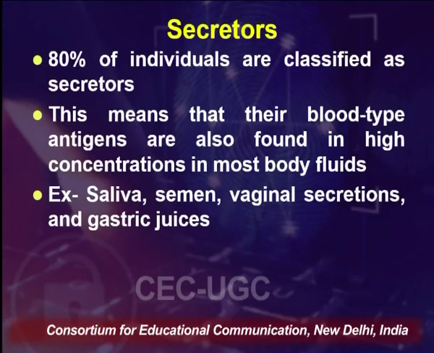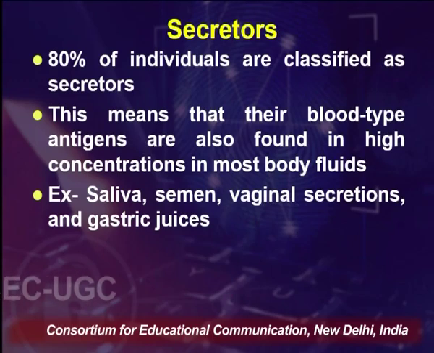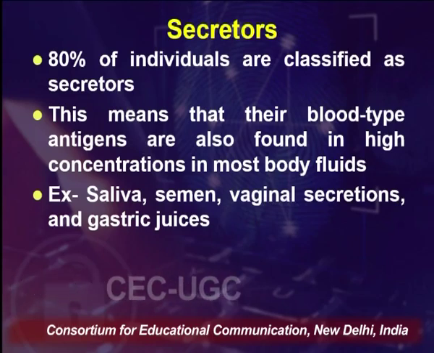Because there are certain persons who release their antigens in other bodily fluids apart from blood also, we can test blood group using semen, saliva, urine, etc. Semen is checked for blood type because many individuals are secretors. 80% of individuals are classified as secretors and they release their blood type antigens in their saliva, semen, vaginal secretion and gastric juices, and we can identify the ABO antigens in the same.